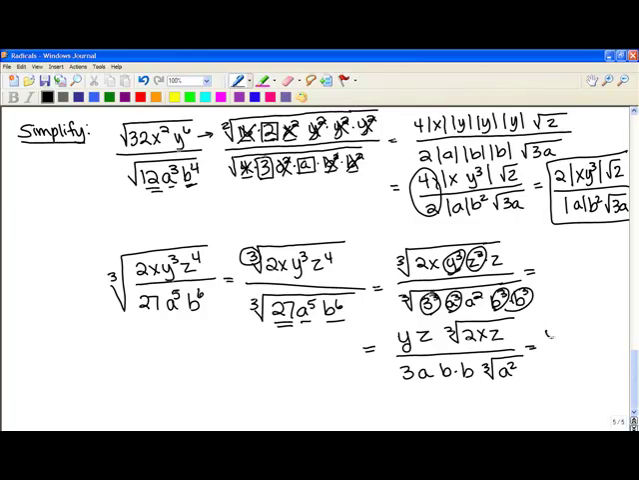So our final answer will be to combine our like variables. That'll give us a b squared right here. And that will be our final answer.